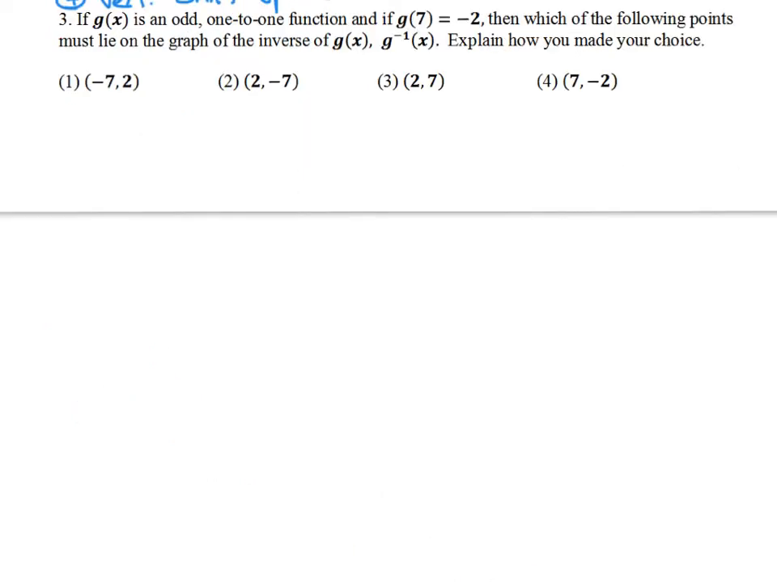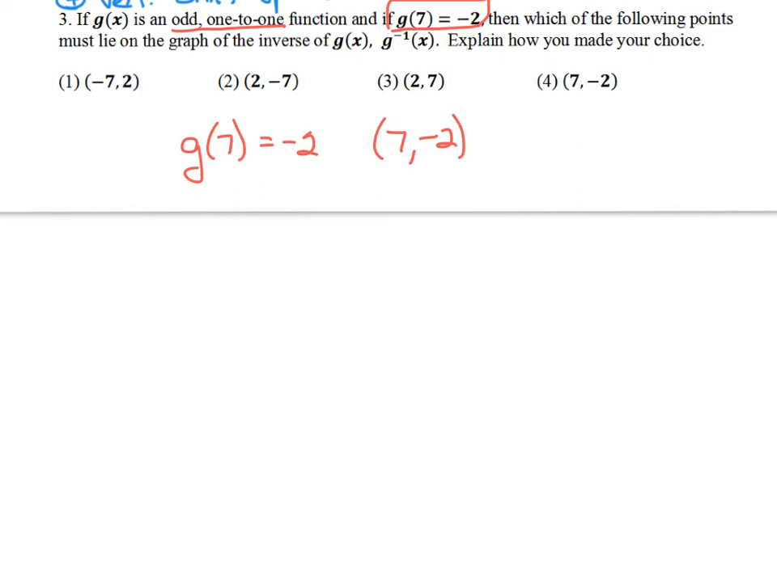Looking at our last example, number 3, we're given a function g of x, and we know that g of x is an odd function that is 1 to 1. We're given a point, g of 7 is equal to negative 2. And what we want to do is figure out what point must lie on the inverse function g to the negative 1 of x, and then explain how we made our choice. Now we know that we are starting with g of 7 equals negative 2. So that means that the point (7, -2) is on our graph.